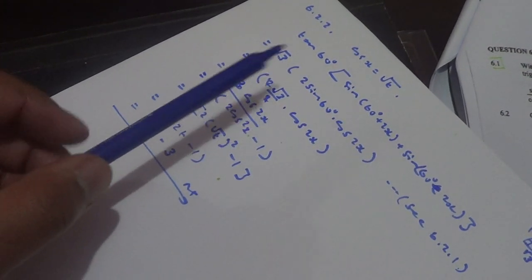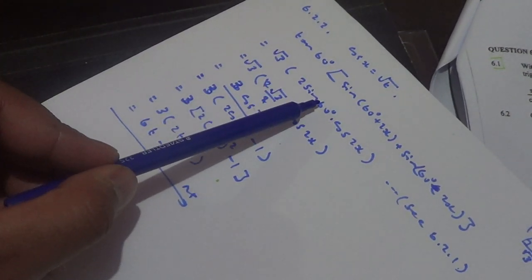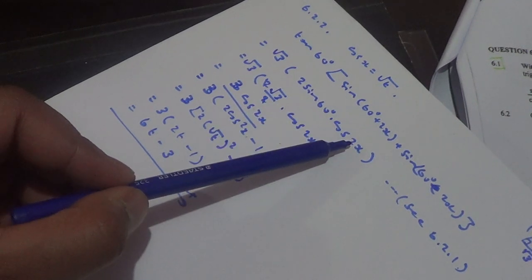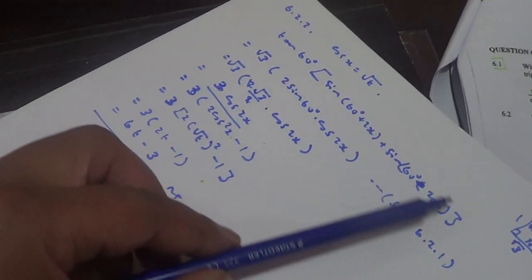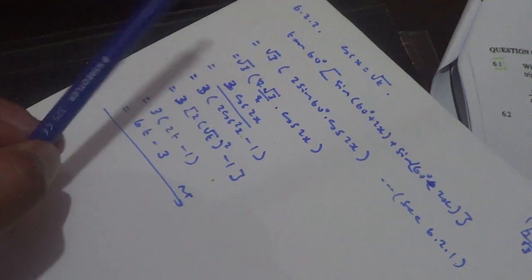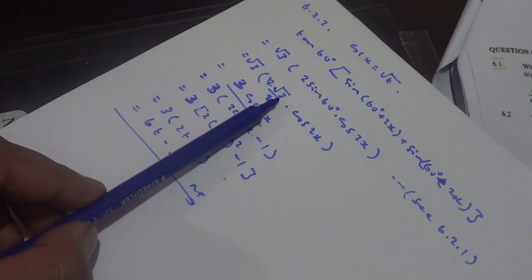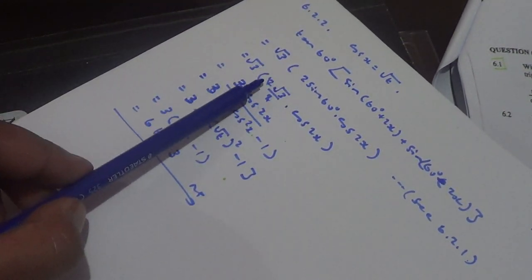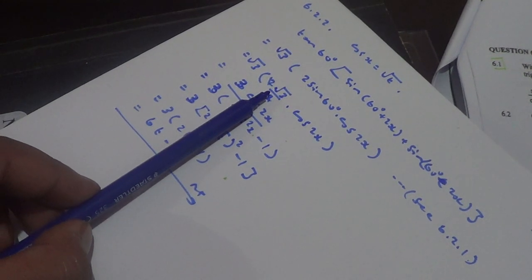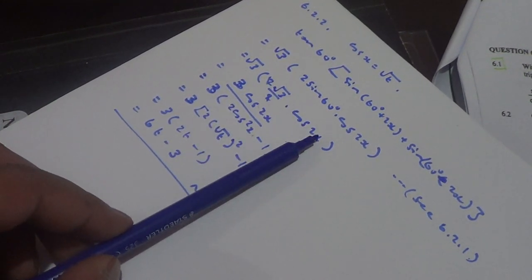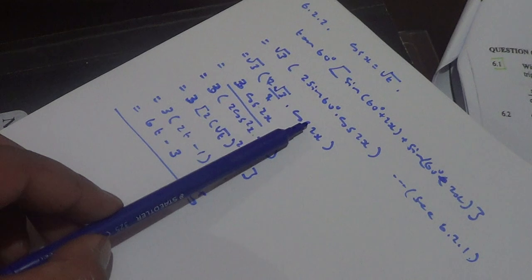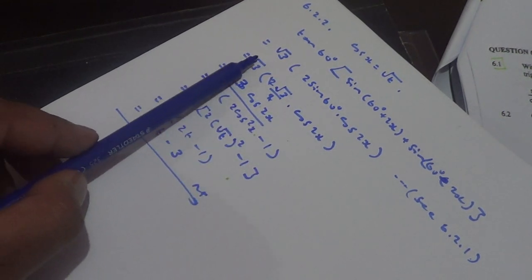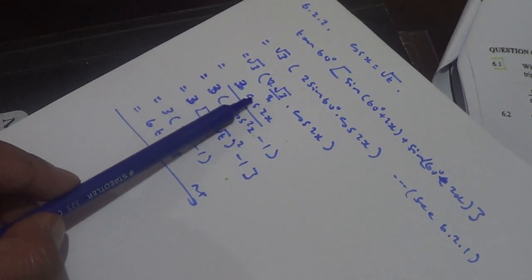So we knew that from above, this would be 2 sine 60 cos 2x. So we're happy. But you can expand, you will get here. Then sine 60 is root 3 over 2. Then with that 2, this cancels out. So we only have root 3 cos 2x. Then we multiply that. It gives us 3 cos 2x.